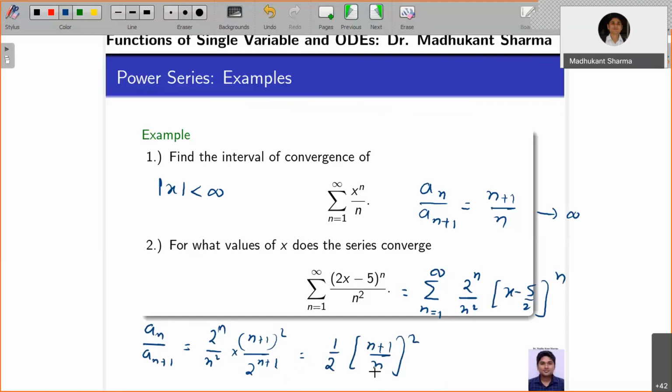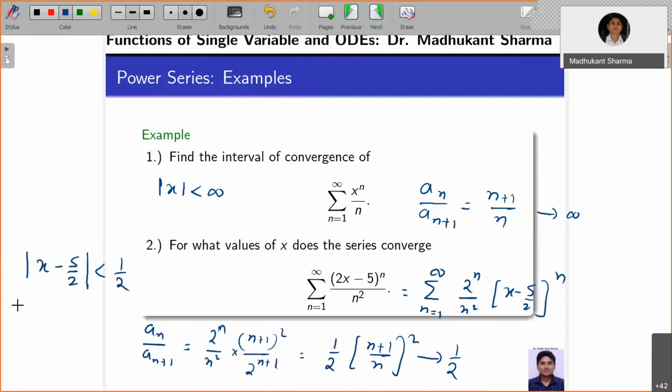Now you know that (n+1) by n goes to 1 as n tends to infinity. So its square also goes to 1 square. You can use the fact that the product of two sequences converges if both sequences converge: the product will converge to the product of their limits. So this will converge to 1 by 2, and so the radius of convergence is 1 by 2. So it will converge for the values mod x minus 5 by 2 less than 1 by 2. You can find the interval of convergence.